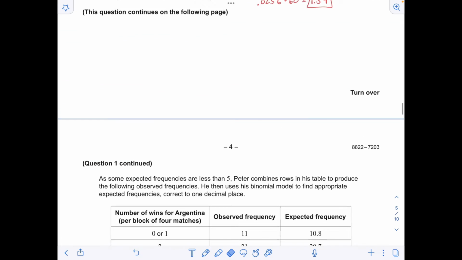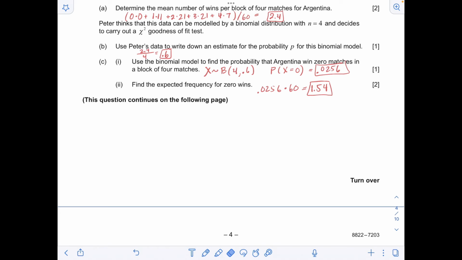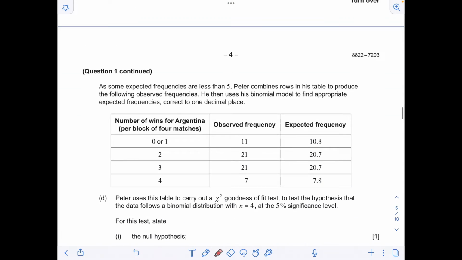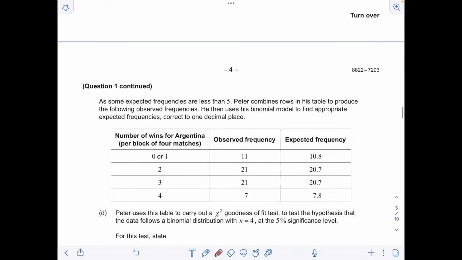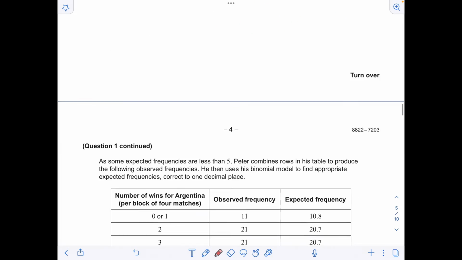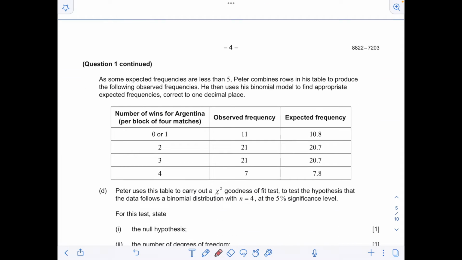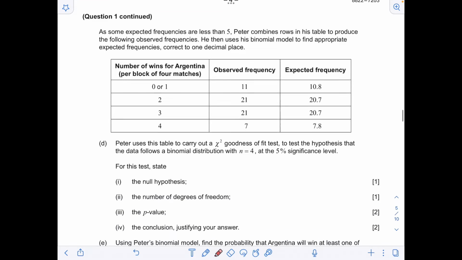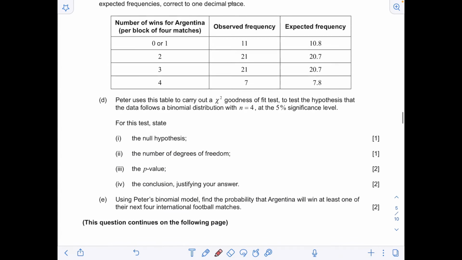So you can see, essentially, he created this model by doing what you did here, identifying the chance of exactly 0 wins, exactly 1 win, exactly 2 wins, and how many times we'd expect that to occur out of 60 games. But they cleverly decided to not give the answer away by setting it up so that the first 0 and 1 had to be combined because of low outcomes.